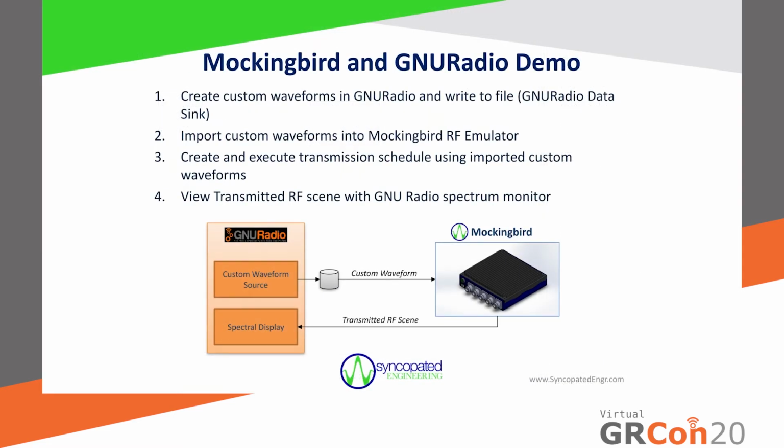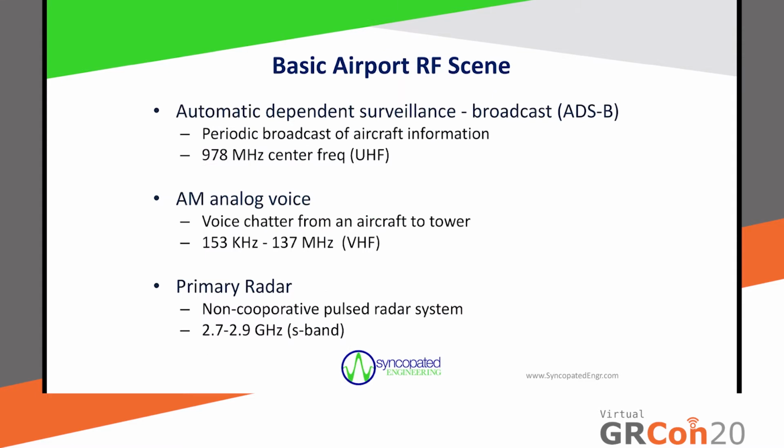As a quick demonstration of Mockingbird, we have used GNU Radio to generate some custom IQ baseband signals to use in an RF scene. We will then show the outcome by reading the output back into GNU Radio using a Lime SDR. The scene we are generating consists of a set of signals that one would expect to see outside of an airport. ADS-B is a periodic broadcast signal in the UHF band that is sent by an aircraft to indicate aircraft identification, velocity, location, or altitude. This will be active anytime an aircraft is in the vicinity of the airport.